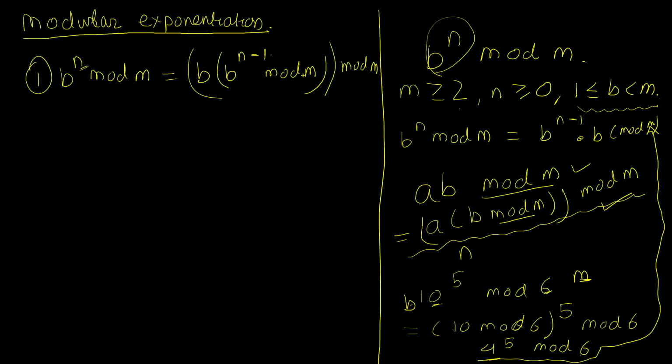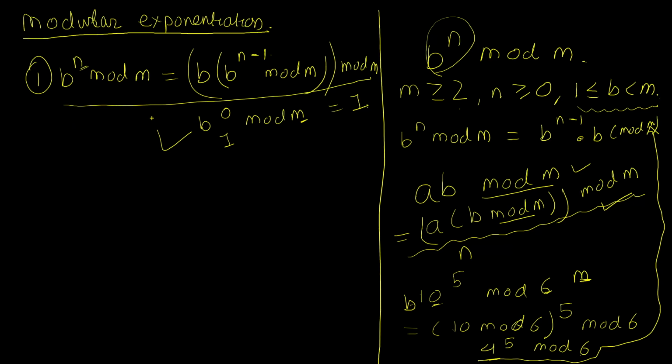And if I proceed recursively, I'm going to hit the base case. The base case is going to be b raised to the power 0 mod m. And I know b to the power 0 is just 1. So 1 mod m will simply be 1. When you divide 1 by anything, the remainder will just be 1. So we can definitely use this base case and this recursive definition in order to give an algorithm.